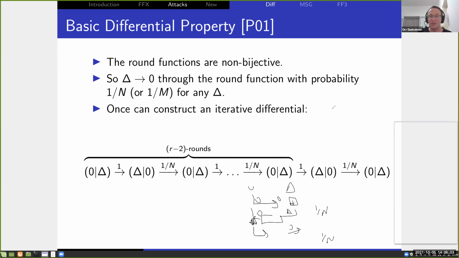And if I repeat this r times, the probability of the differential is, sorry, not 2. You haven't seen the number 2. The number 2 doesn't exist. The probability is 1/n to the power r/2. Right? Wrong?